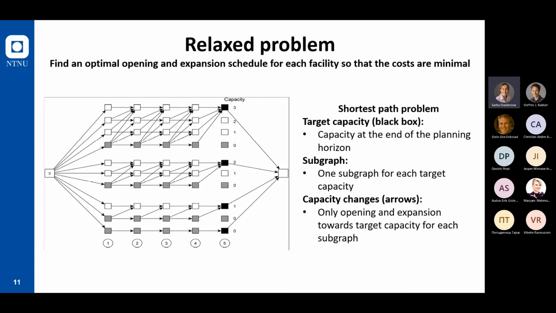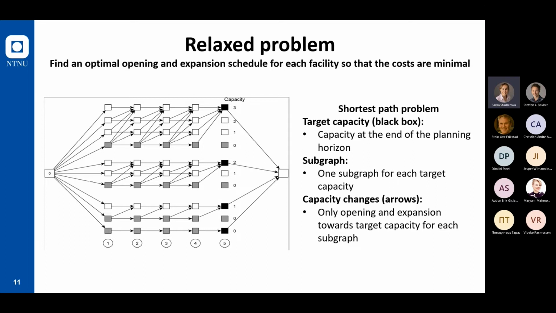And why it's so complicated is because we still need to have in mind that we are allowed to expand only once during the planning horizon. So first of all, we have to define target capacity. These are the black boxes. And it's the capacity we want to achieve at the end of the planning horizon.